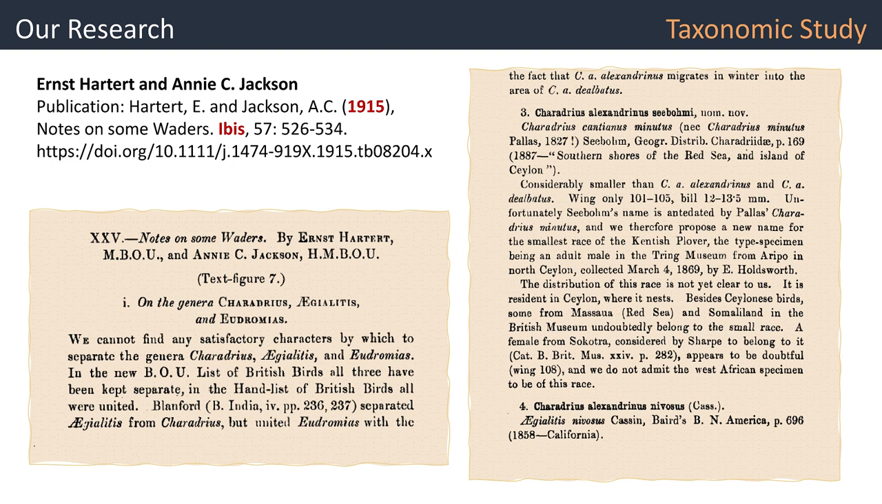Actually, Hartert and Jackson, who identified Charadrius alexandrinus seebohmi as the subspecies, mentioned in their publication that Charadrius kentianus minoritus is not the synonym, and this should be corrected as Charadrius alexandrinus seebohmi, a subspecies of Kentish plover.